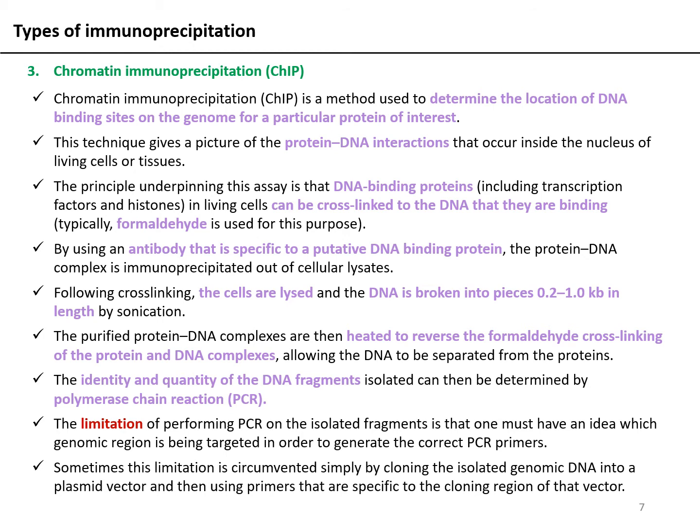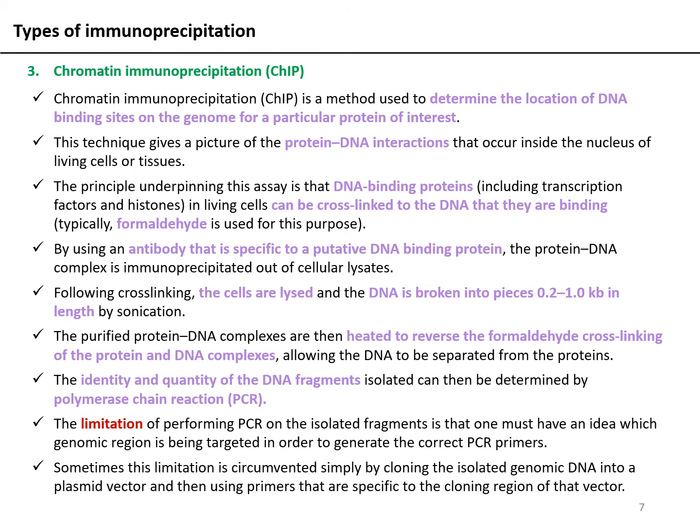So in order to allow that, after you have isolated the DNA fragment, you can clone this DNA fragment into a plasmid vector. And now because you know what cloning sites you have used, you know the sequence of the vector, you can design primers that will bind to the vector near the cloning sites. And now you can simply PCR amplify this cloned genomic DNA fragment.